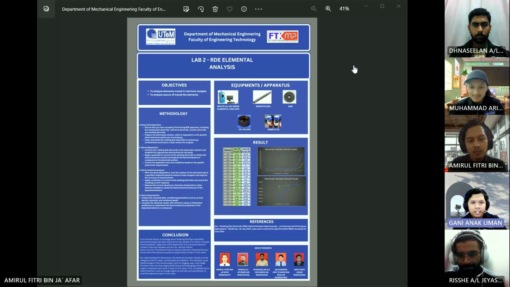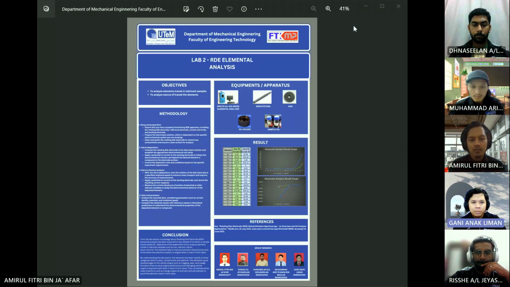My name is Gani Anak Liman and I will present about the methodology. Number one, setup and preparation. Ensure that you have a properly functioning RDE apparatus, including the rotating disc electrode, reference electrode, counter electrode, and working electrode. Prepare the electrolyte solution, which is dependent on the specific electrochemical system you are studying. Clean and polish the rotating disc electrode to remove any contaminants and ensure a clean surface for analysis.